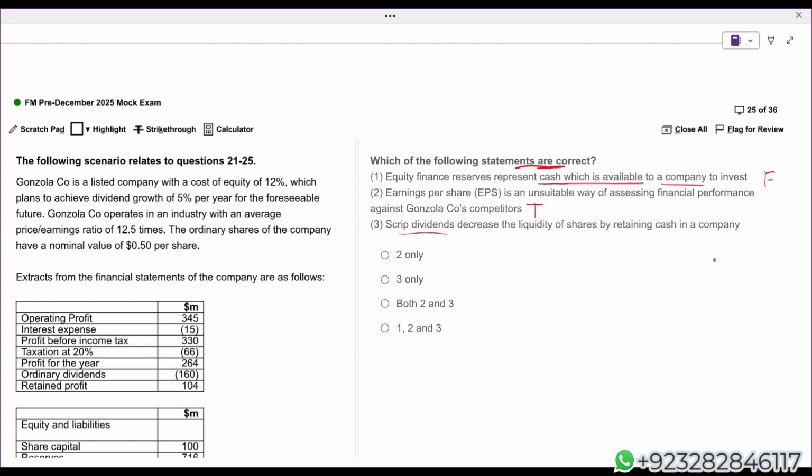Scrip dividend decreases the liquidity. No. Actually, scrip dividend will increase the liquidity. Why? Due to scrip dividend, number of shares will increase. When the number of shares increases, share price reduces. When the share price reduces, liquidity increases. Liquidity means buying or selling of the shares will increase. So this is also false. Only one is true. Second one.